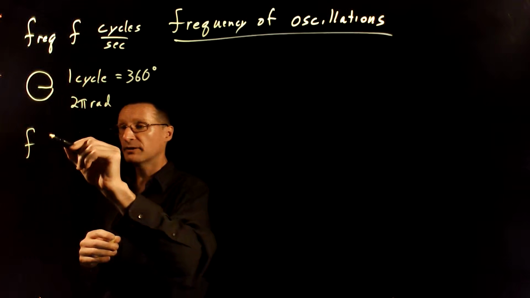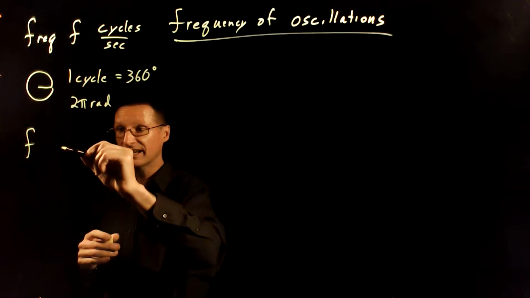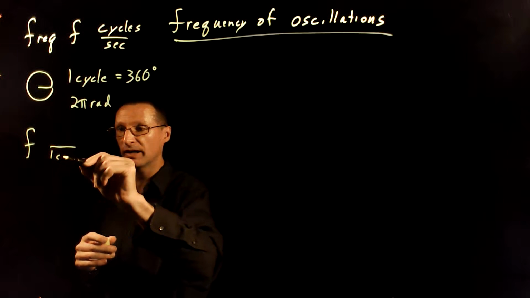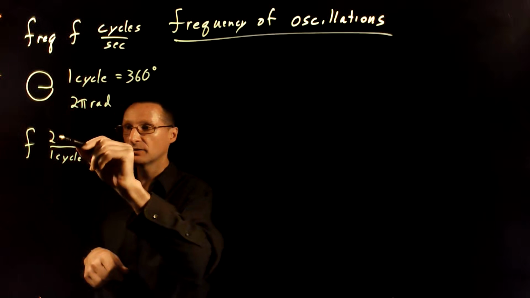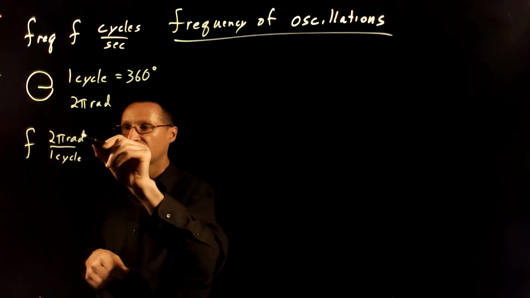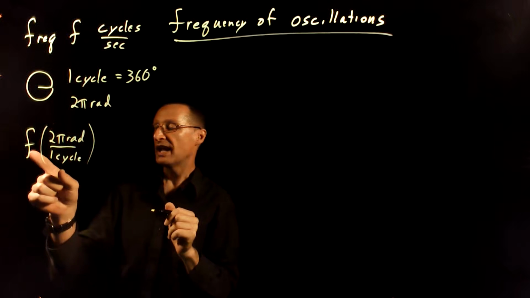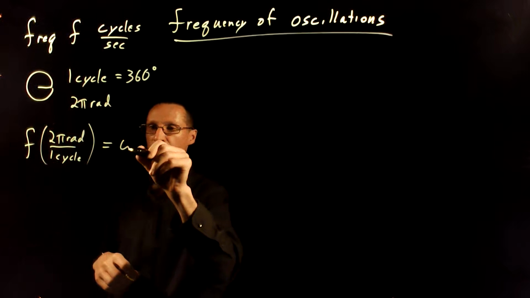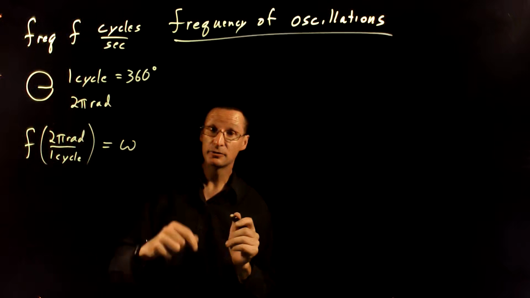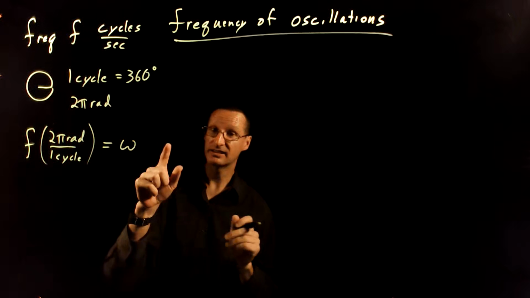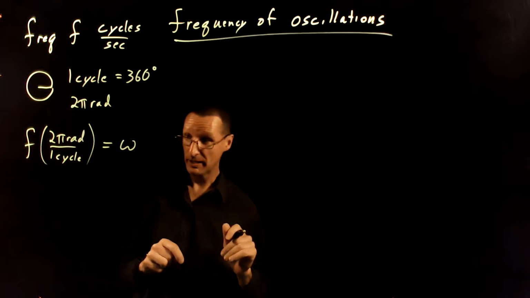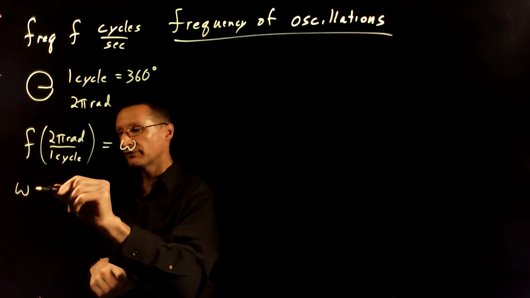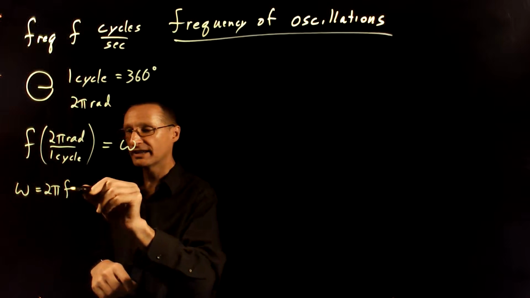So if we have frequency in cycles per second, I want to get rid of the cycles, so I want to divide by one cycle. But one cycle is equal to 2 pi radians, so we put that up top because I want that to be in the numerator. And if I multiply this out, this gives me angular frequency. We use the Greek letter omega for that. It looks like a W. You can call it a W, but just know that you're wrong. It's a Greek letter omega. And this is called angular frequency. It's just 2 pi times the regular frequency.